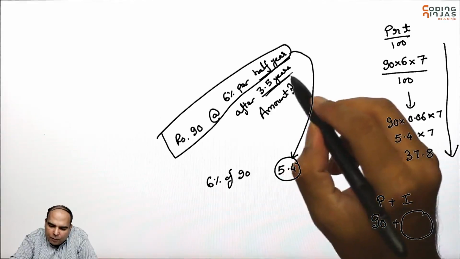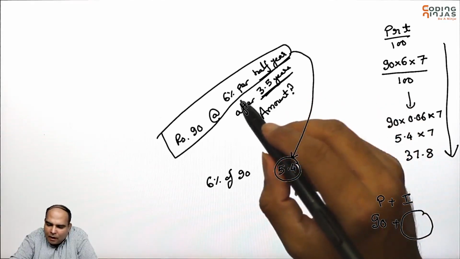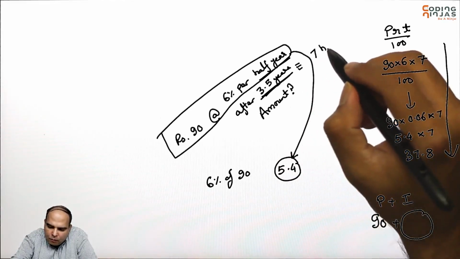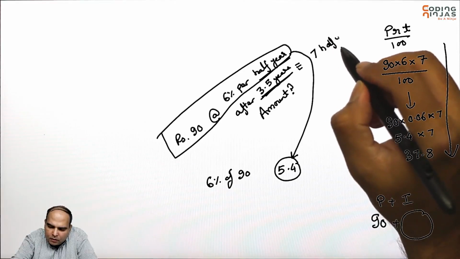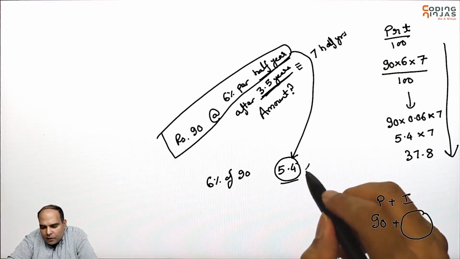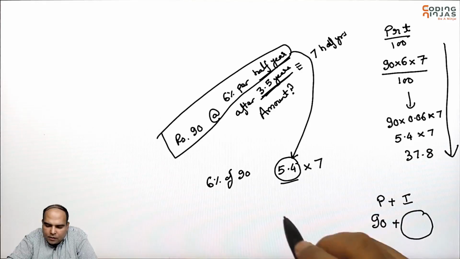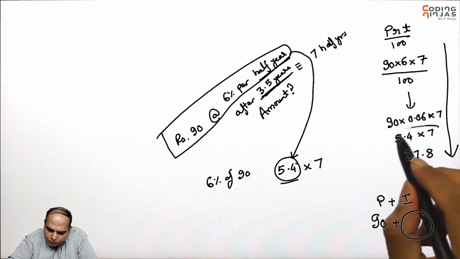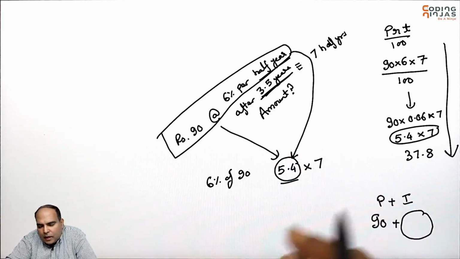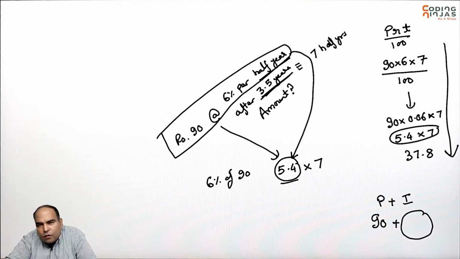And then after 3.5 years, that means 7 half years. 3.5 years is equivalent to 7 half years. So in 1 half year, if you're getting 5.4 rupees as interest, then 7 half years, 5.4 into 7, you reach the same point while reading the question. And that's a very big improvement on the solution. And hence, I would always encourage you to understand this thinking and work it out that way.